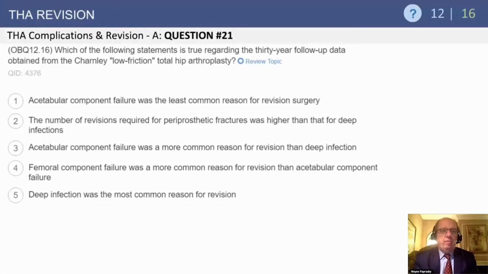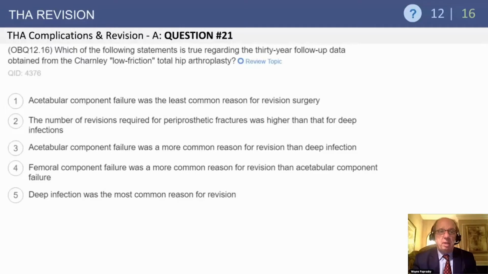So as we go into revisions now, which of the following is true in a 30-year follow-up Charnley low friction arthroplasty? These are cemented components. So what's the most common reason for revision surgery?